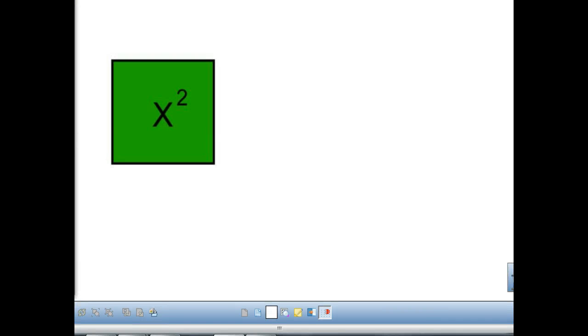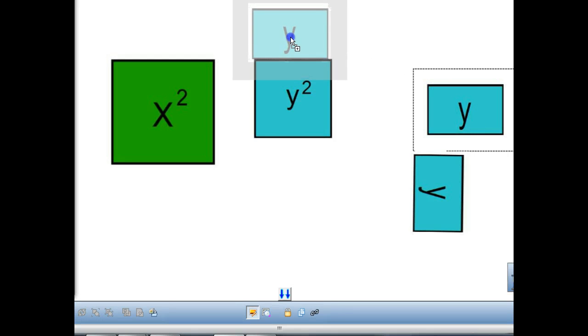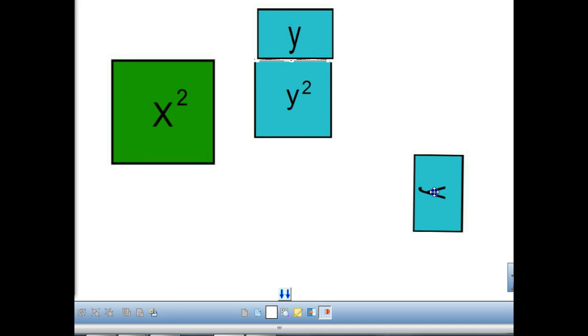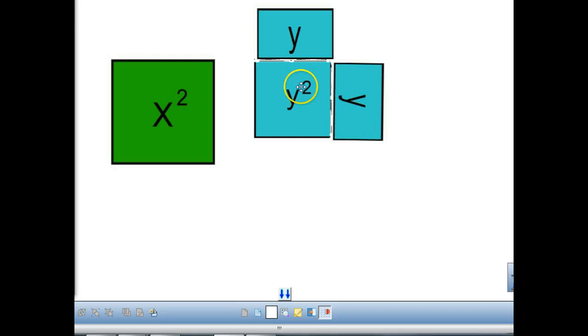Now, there is a y squared, just like there was a y. Let me show you what that looks like. The x squared looks like this, but my y squared is a little bit smaller than my x squared. So here's my y squared. Now, why is it y squared? If you take a look at the y that I have for you, one of the sides of my square is y long, and the other side of my square is also y long, and so that is why we call this our y squared.